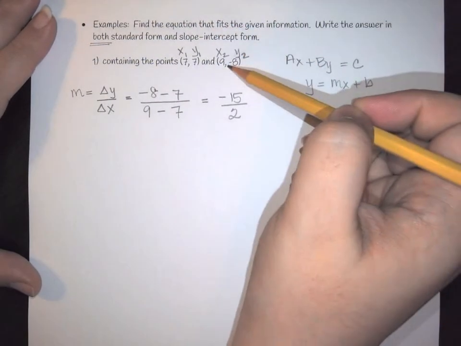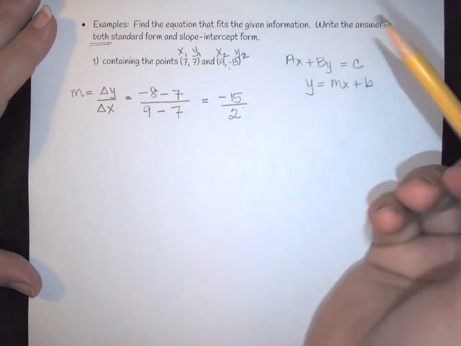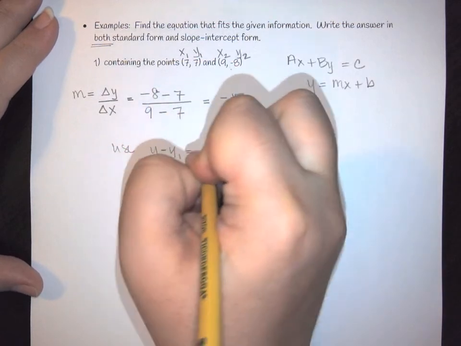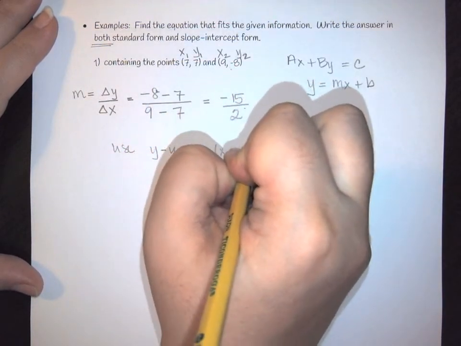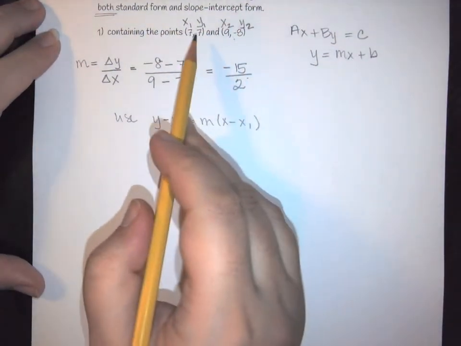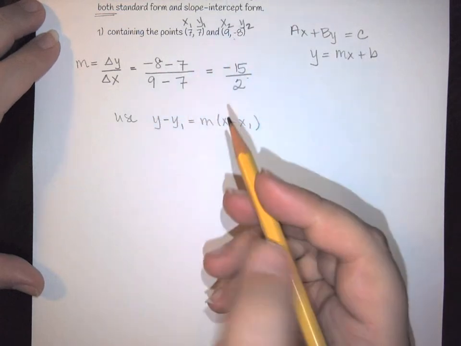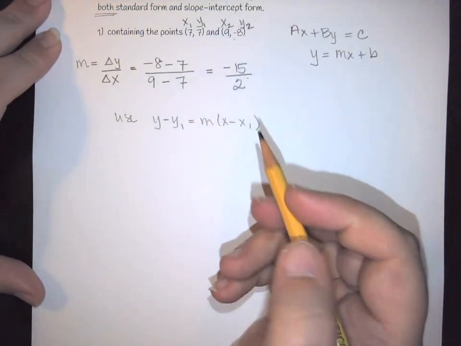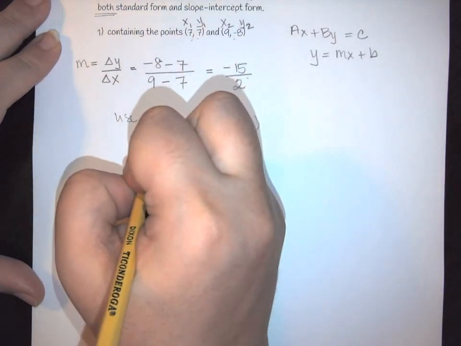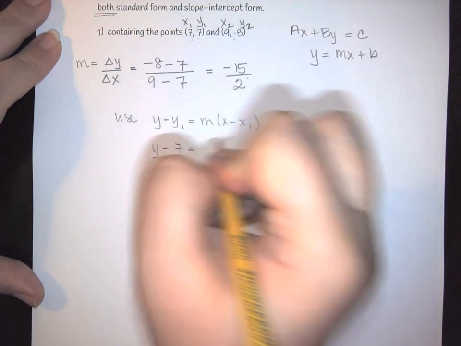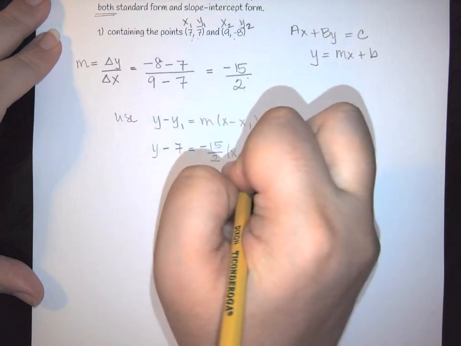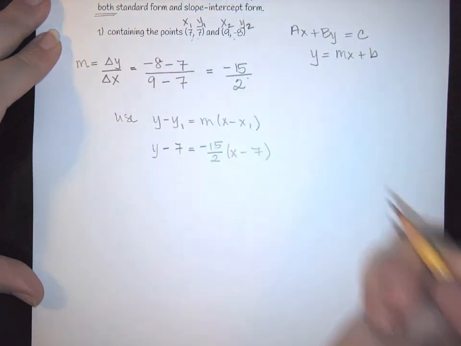So here I have 2 points to choose from and I have a slope. So what I want to do is I want to use y minus y1 equals m times x minus x1 in order to find the equation of my line. I can choose either of these points to use. It really doesn't matter. It is totally personal preference. I'll go ahead and use my first point here. So I'm going to have y minus 7 equals negative 15 over 2 times x minus 7.